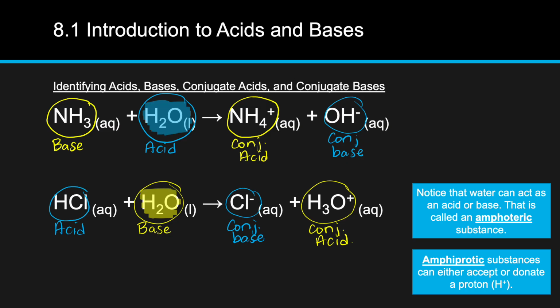Now looking at these two specific acid-base reactions, you can see that water acted as an acid in the first equation and as a base in the second equation, and that is something called an amphoteric substance, something that can neutralize an acid and neutralize a base. Something a little more specific than that is something we call amphiprotic. That definition is a substance that can either accept or donate a proton, which water can do. So water is both amphoteric and amphiprotic.